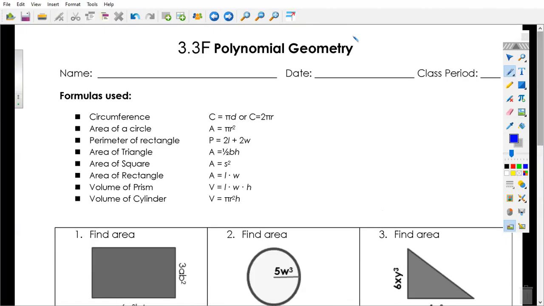All right, so we are on 3.3F polynomial geometry. In order for this, there are a set of formulas that you need to be able to recall from geometry. They are provided here. Circumference, area of a circle, perimeter of a rectangle, area of a triangle, area of a square, area of a rectangle, volume of a prism, volume of a cylinder. Do all of these look familiar? Yes. All right, here we go.